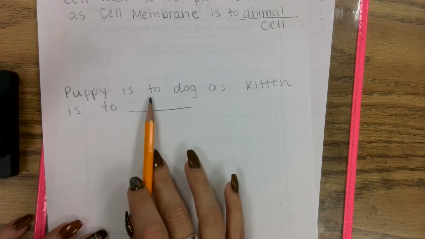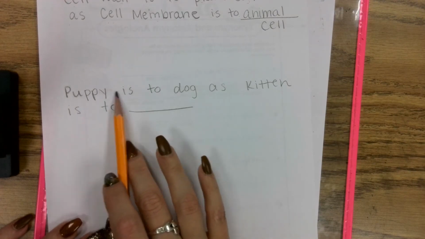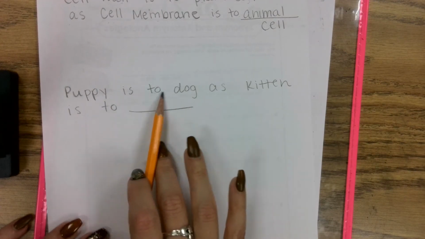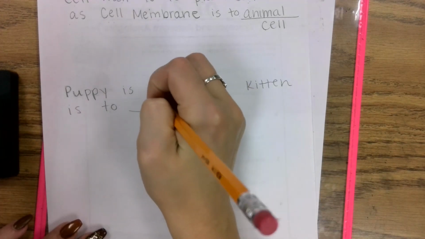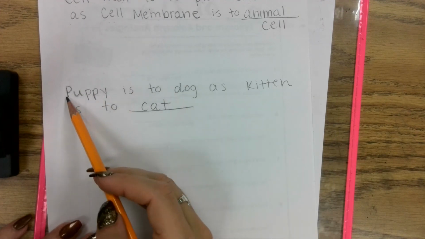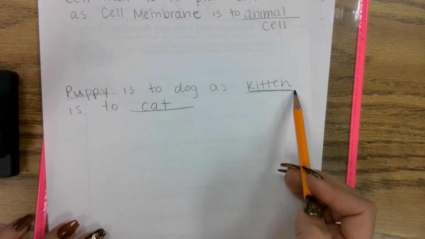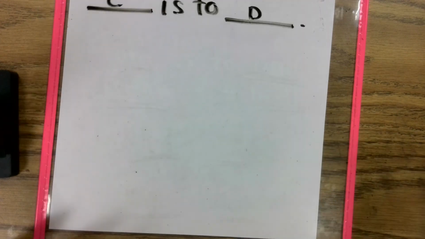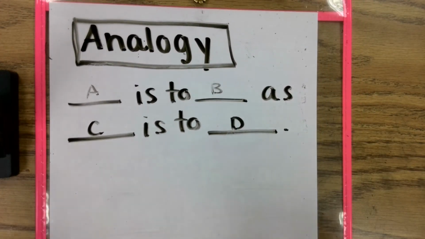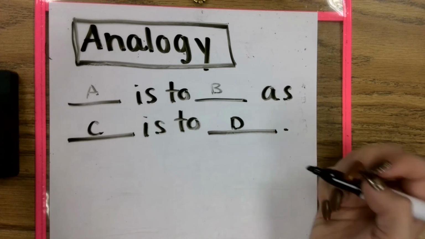These aren't necessarily synonyms and antonyms, but they can be. Here we've got puppy is to dog. So we know that puppies are the young or the offspring of a dog. So a puppy is to dog as kitten is to cat. The puppy is the young version of a dog, so the kitten is the young version of a cat. But sometimes an analogy is used to talk about opposites and similarities, so synonyms and antonyms.